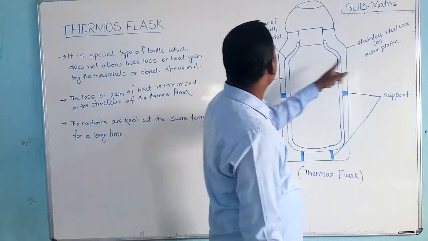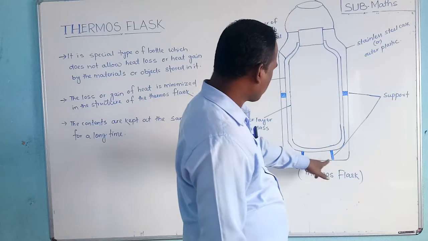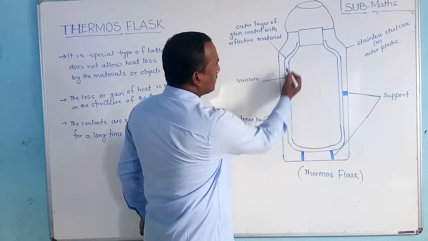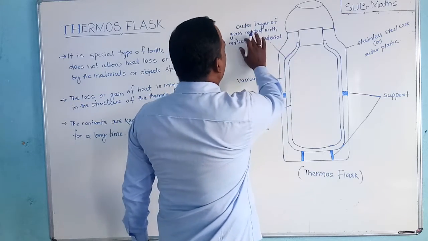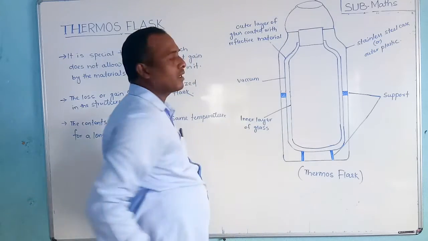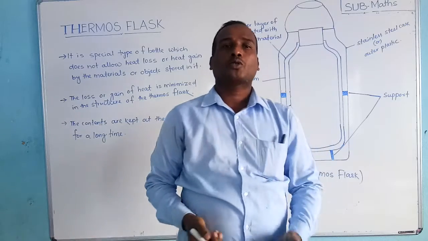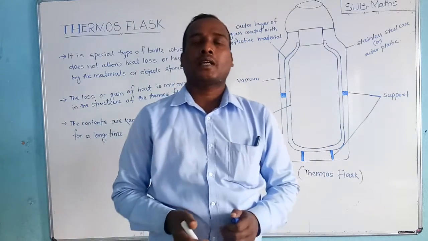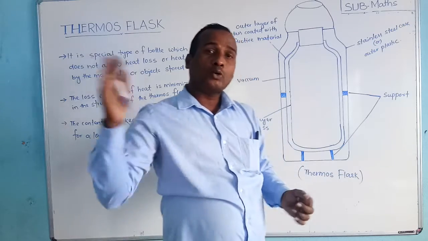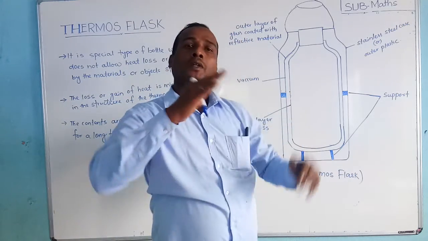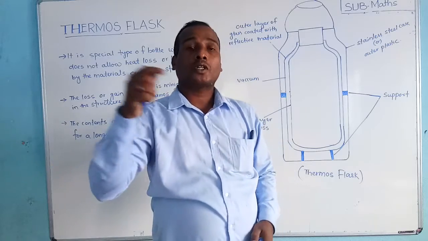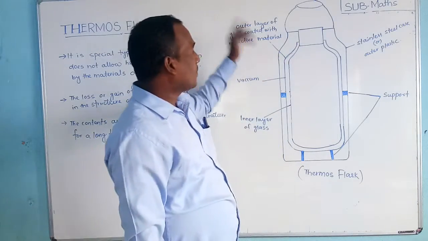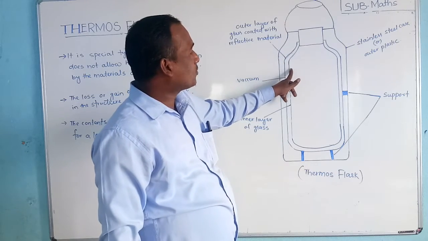Okay, students. Next, the second layer. This is the first layer and this is the second layer. The outer layer of the glass is coated with a reflecting material. Why is it kept outside also? Inside is the glass, and outside is the reflecting material. That means if any heat comes from outside, it will be reflected. It does not want to gain or lose heat, so it will be reflected. That is why this is also a glass material.